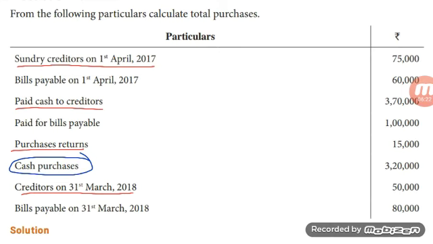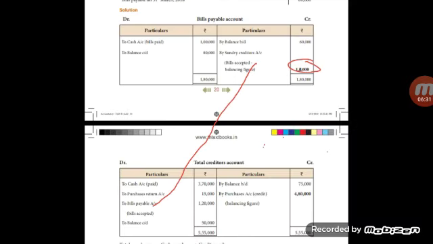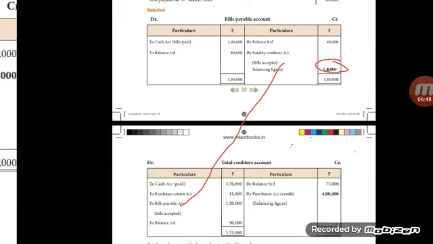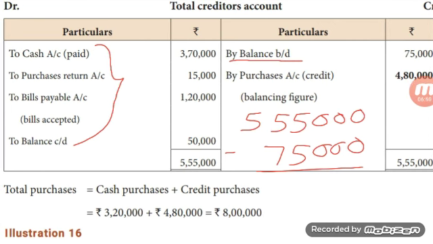Now we entered all items in total creditors account. Then find the balance. Children, note the point. The balancing figure of bills payable is on the credit side. That will go to the opposite side, debit side of the creditors account. Okay, then find the balance.